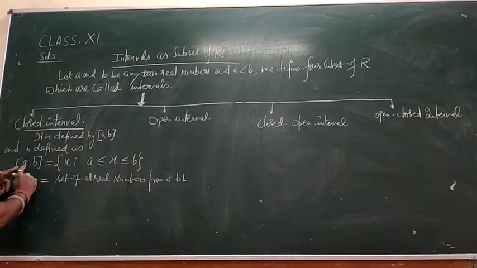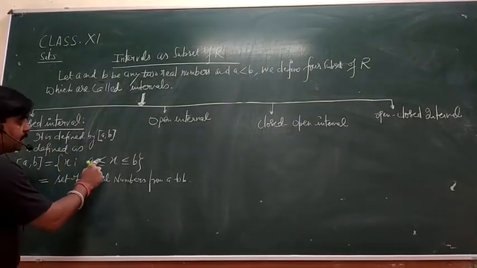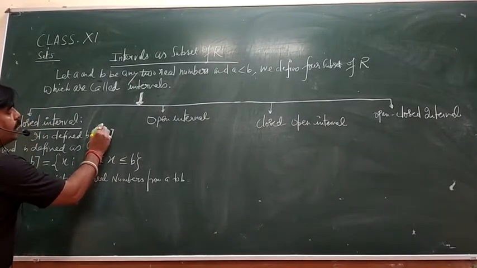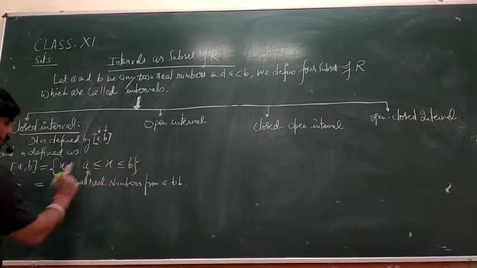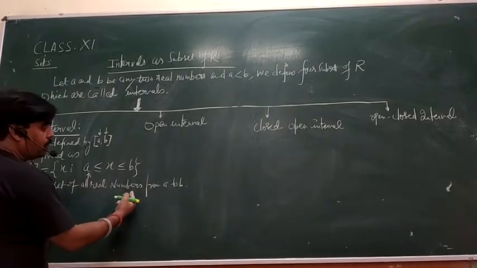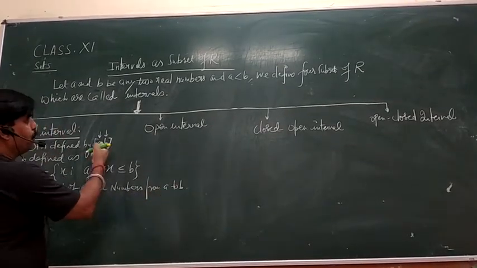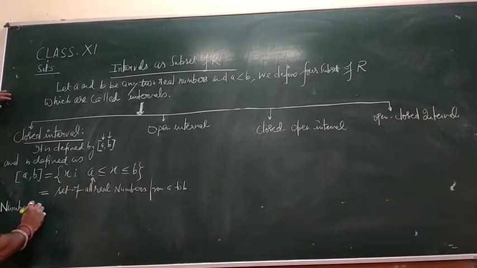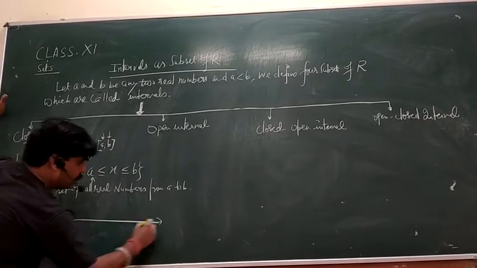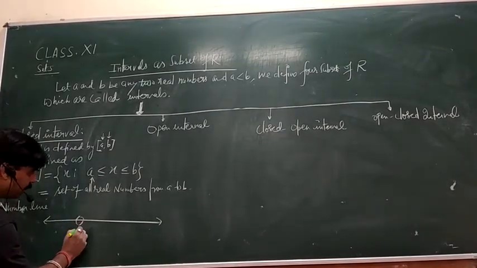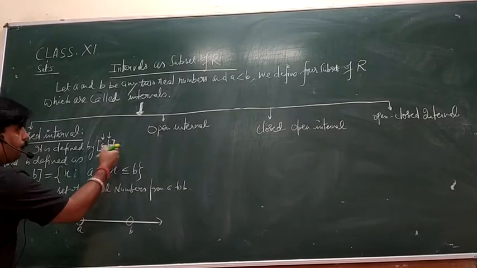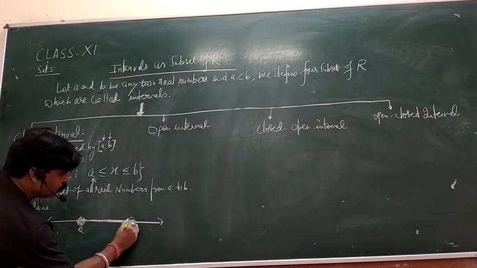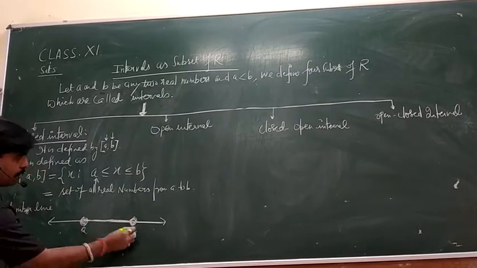It is defined as [a, b] equals x such that a is less than or equal to x is less than or equal to b. Means both the elements are included, or you can say the set of all real numbers from a to b. If we represent it on a number line, this is your a and this is your b. Because both are included, and between them, this portion represents the closed interval.